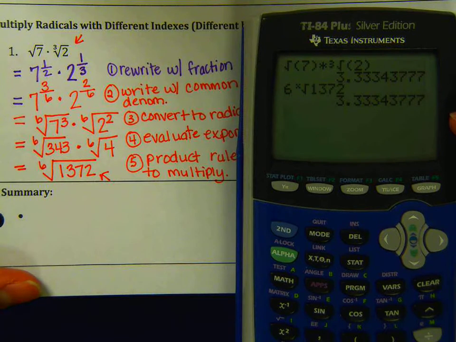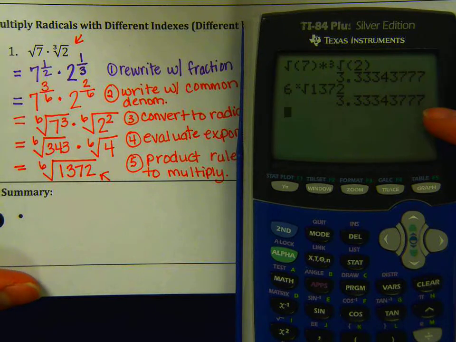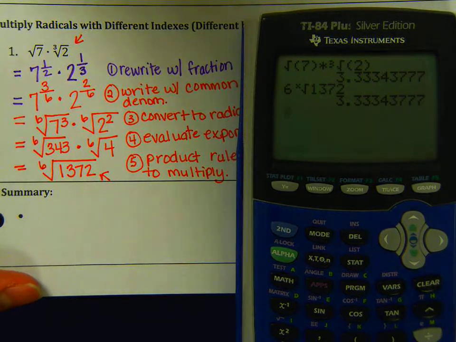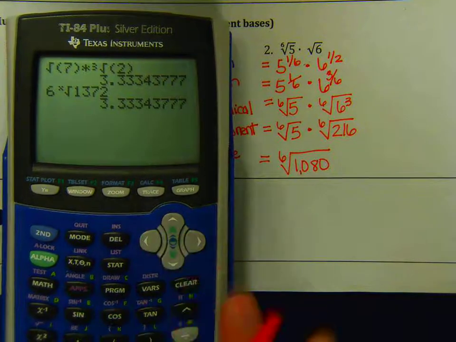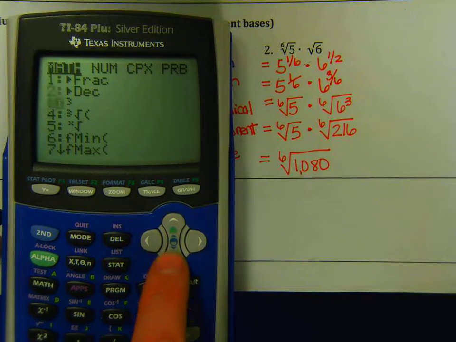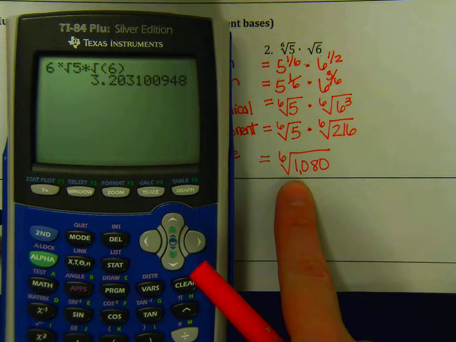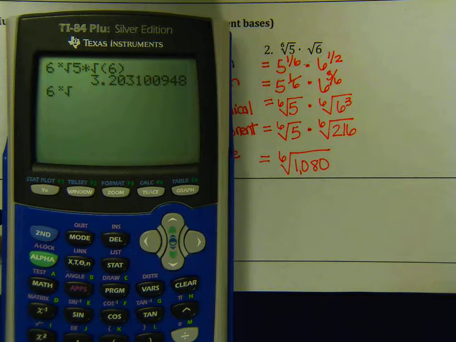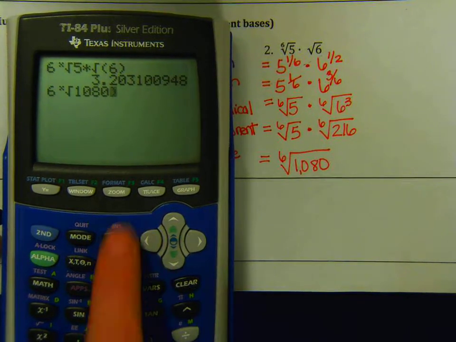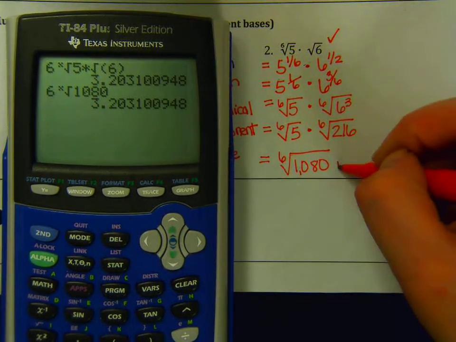So if you see it on a quiz or a test, check your first original problem that they give you, so square root of 7 times the cubed root of 2, and then check it with your final answer. Same thing with the second one. So I have the 6th root of 5, so 6, math, number 5, and that's a 5, times the square root of 6. Check it with your final answer, so 6, math, 5, 1080, oops, and I get the same exact answer there as well. So we know that we check both of these and they work out.